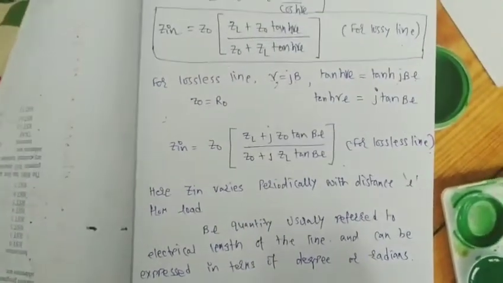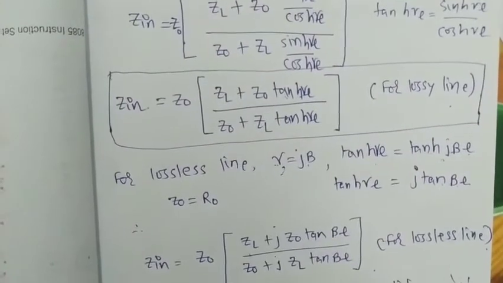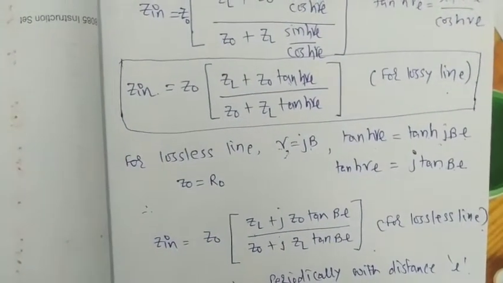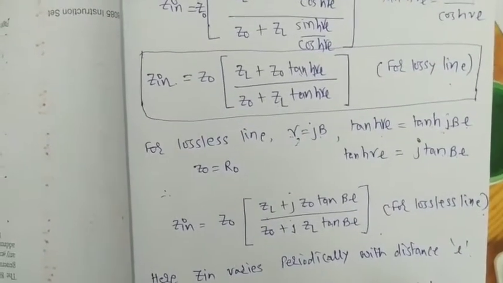So this way in this class we have finally obtained the two major expressions for the input impedance, one for a lossless line and one for a lossy line.